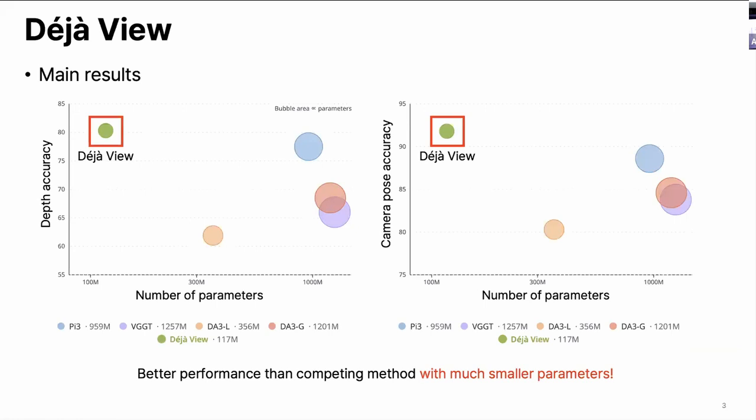And here is the main result of Déjà. The size of the circles indicates the number of parameters. You can see that it achieves strong depth and camera pose accuracy with much smaller parameters compared to other competing methods. Before presenting how they achieve this result, let me introduce the 3D reconstruction task first.